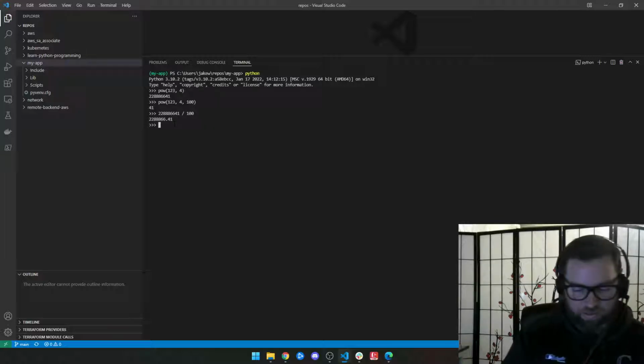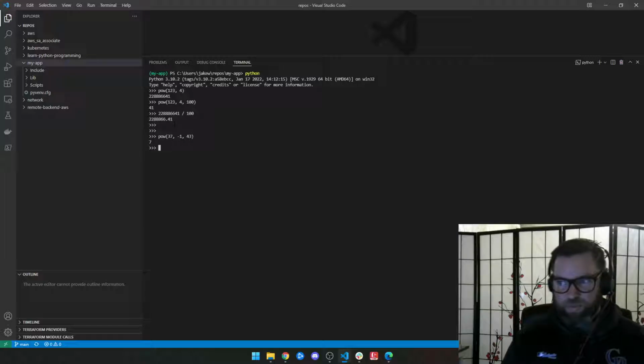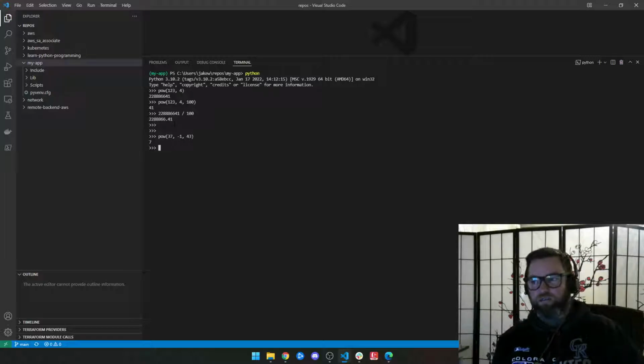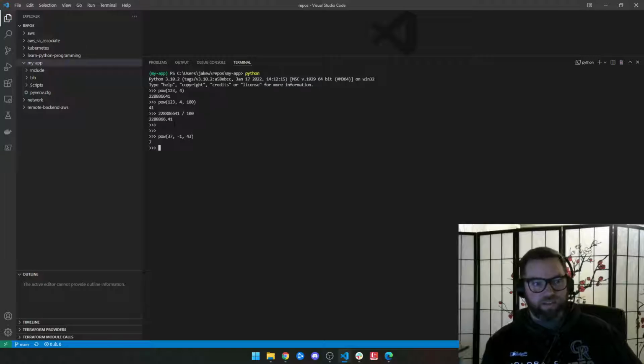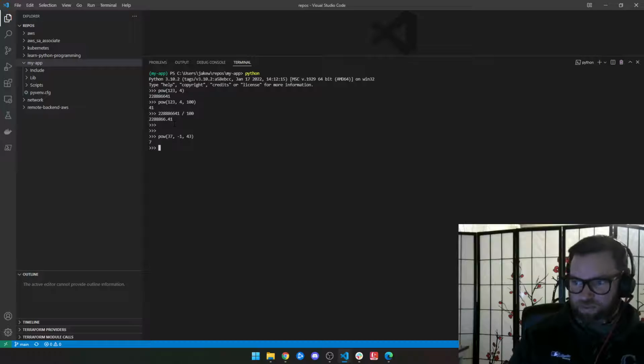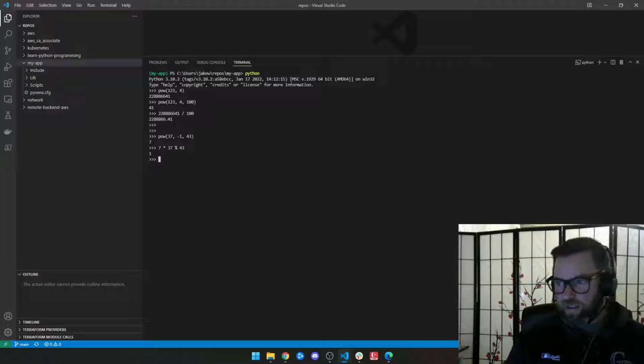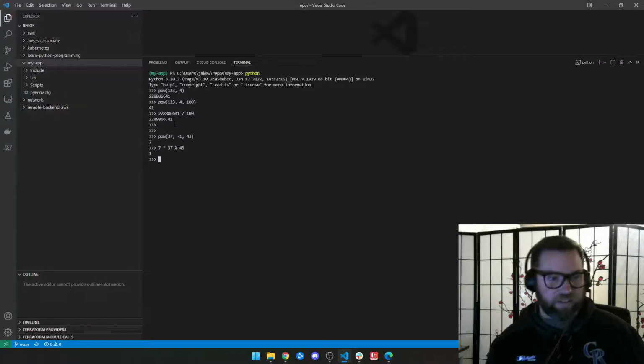Okay, let's try it with a smaller number. So if I said pow 37, negative 1, 43, I want to take 37 to the negative first power mod 43. This would be the modular inverse of 37 mod 43. Let that sit in for a second. And if you want to prove the above is correct, I could say, okay, well, that result times 37 mod 43 comes out to 1. And that's how you know that it's correct.